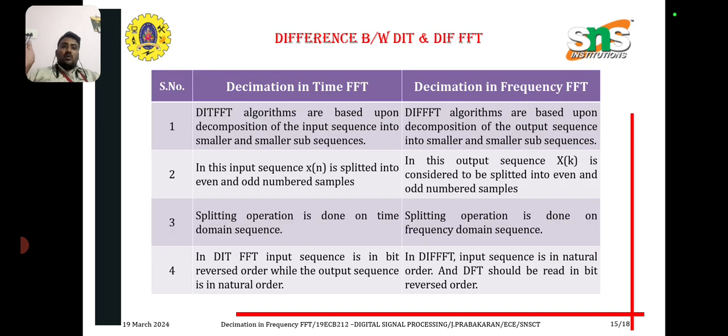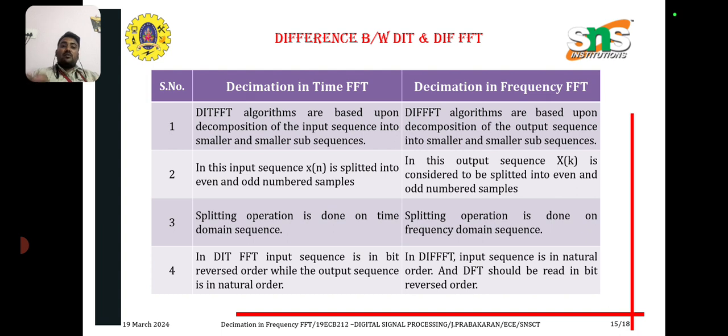Let me see what the differences are between the decimation in time algorithm and the decimation in frequency algorithm. DIT is based upon the decomposition of the input sequence into smaller and smaller subsequences. Here, it is based upon the decomposition of the output sequence into smaller and smaller subsequences. That's why we take the bit reversal for the output sequence here, whereas the decimation in time algorithm takes the bit reversal for the input.